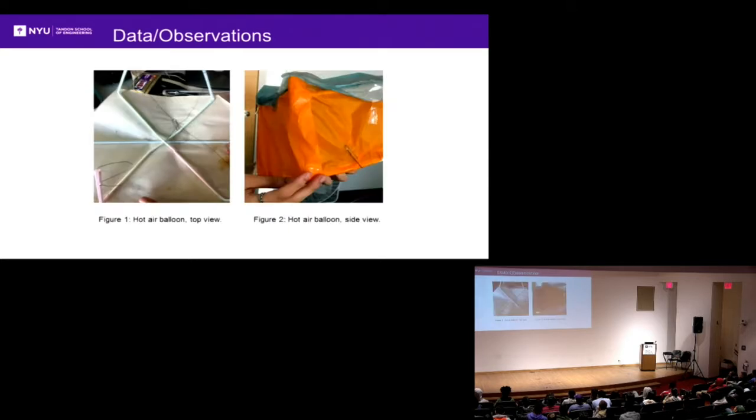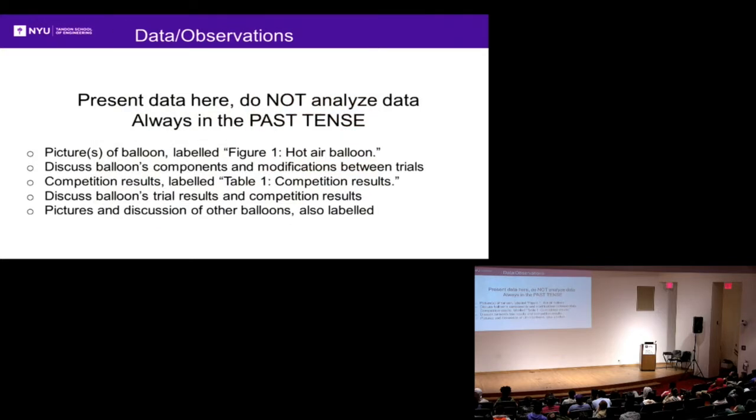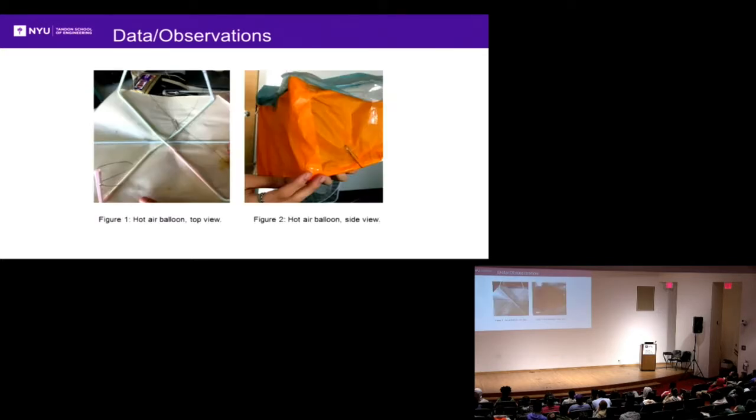So, bear with me for 1 second. So this would be a picture of a balloon, Figure 1, hot air balloon, top view. Figure 2, hot air balloon, side view, right? So you can make reference to those in the text by using this in parentheses or this in parentheses.